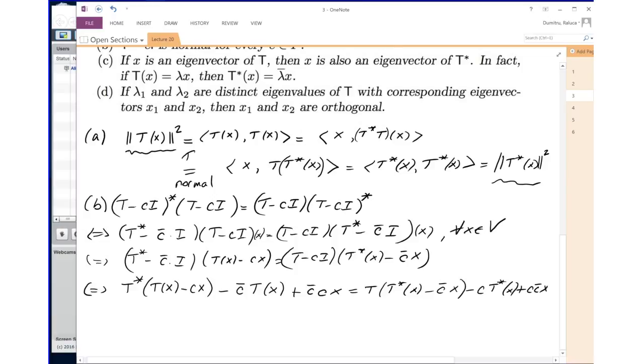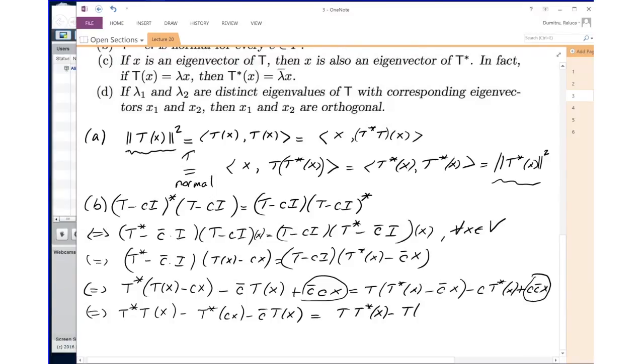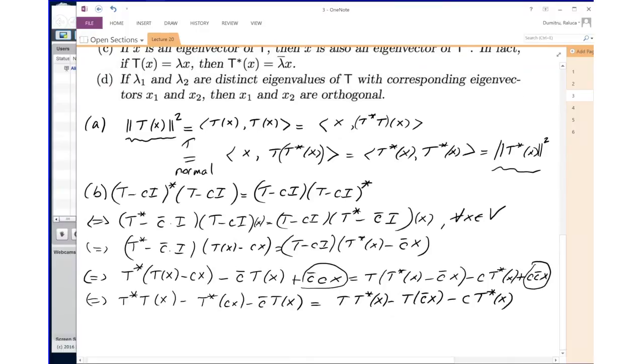So now I just distribute everything. T and T star are both linear. So that's T star T of x minus T star of Cx minus C bar T of x. This term I'll just ignore because it's the same on both sides, right? I'll just cancel it out. So if and only if this equals T T star of x minus T of C bar x minus C T star of x.